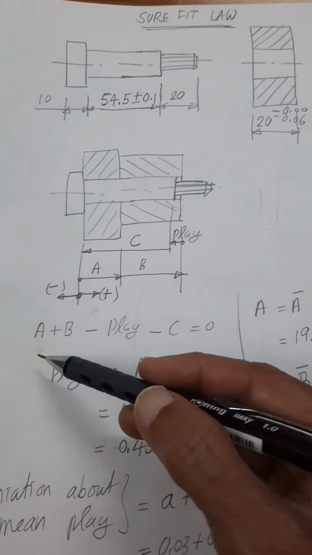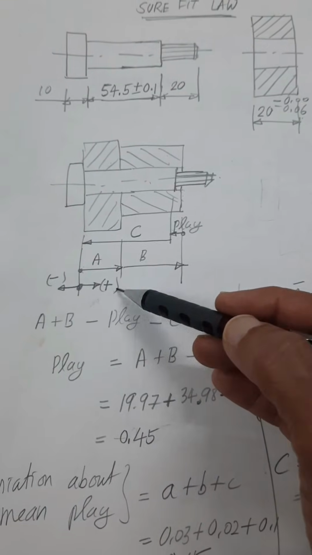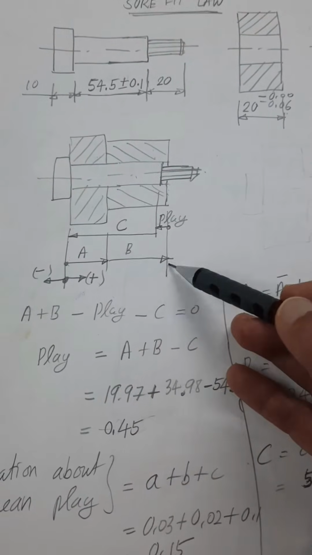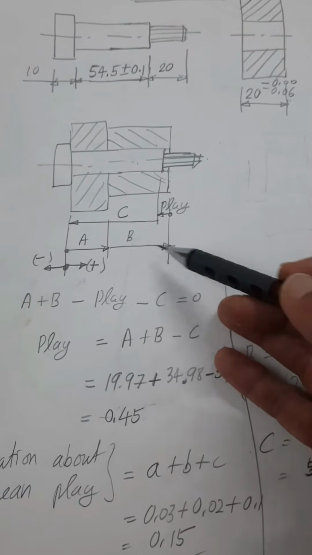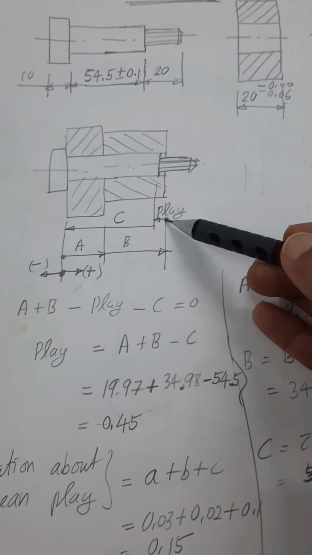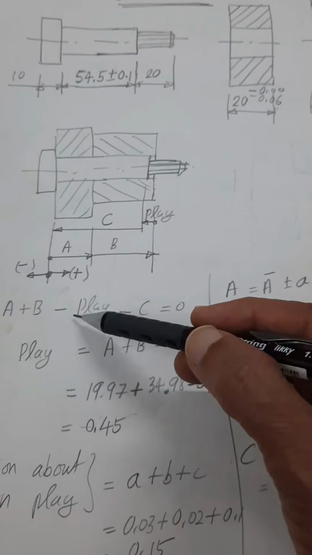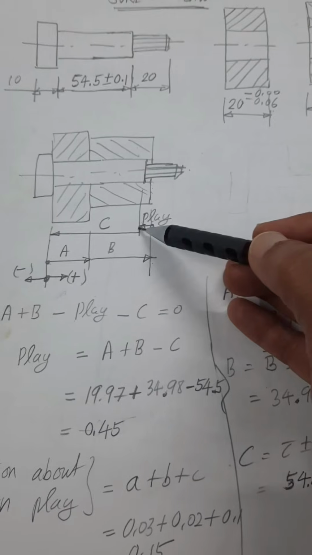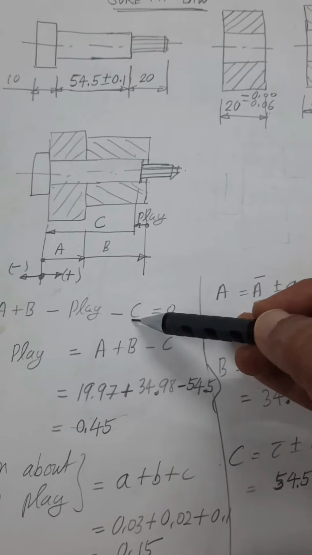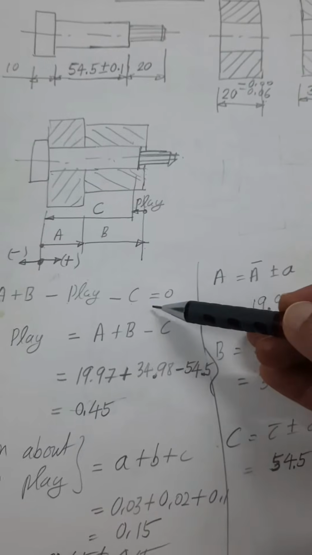Let me explain again. Dimension A, since I have moved towards the positive side, plus A. Then from A to B, since I have moved again towards the right side, I have taken plus B. Then from here I have moved to this face of the shaft. Since I have moved towards the left side, minus play. From here I have moved on to the shoulder of the shaft, C. The C is negative because I have moved towards the left side of the convention. Minus C is equal to 0.